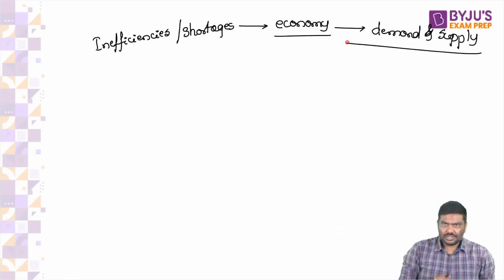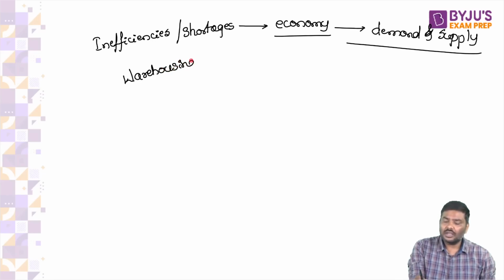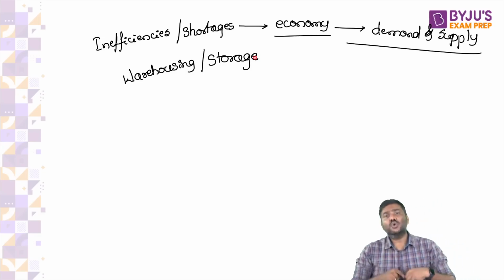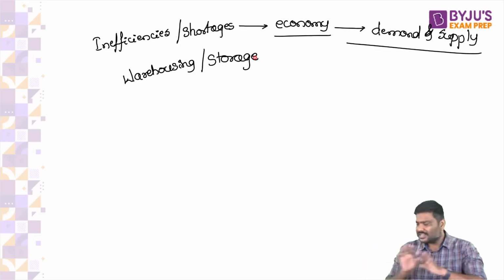Understand the logic here. In case of India, we need to provide warehousing for agriculture commodities. Warehousing means what? Storage. Any problem with this? Please do let me know. Do we need storage facilities for the agriculture sector? Anybody has a problem with this?